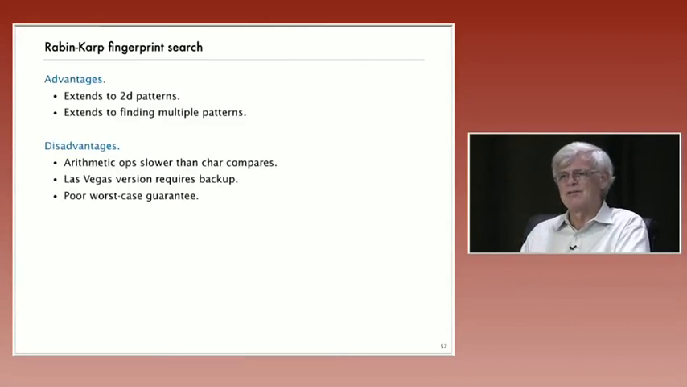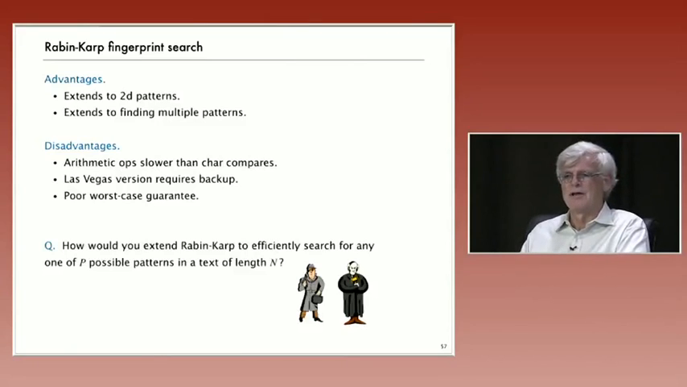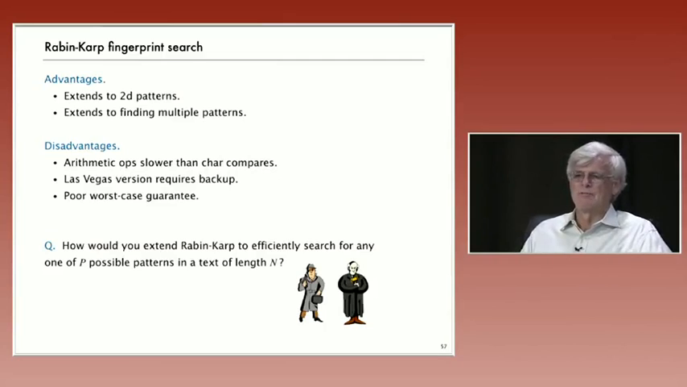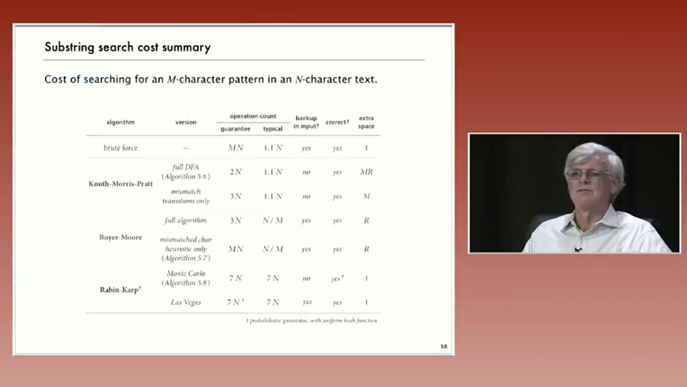For straight substring search, it's going to be a little slower because the inner loop is kind of long. The arithmetic operations are going to be a little slow. If you want to do the Las Vegas version, you'd have to back up in the text. And you should think about writing code to extend it to look for any one of P possible patterns. That's an interesting algorithmic puzzle that, as I mentioned, is not so difficult to solve.